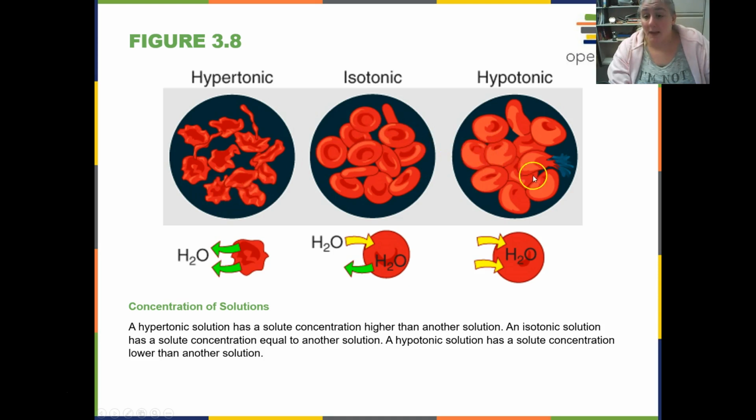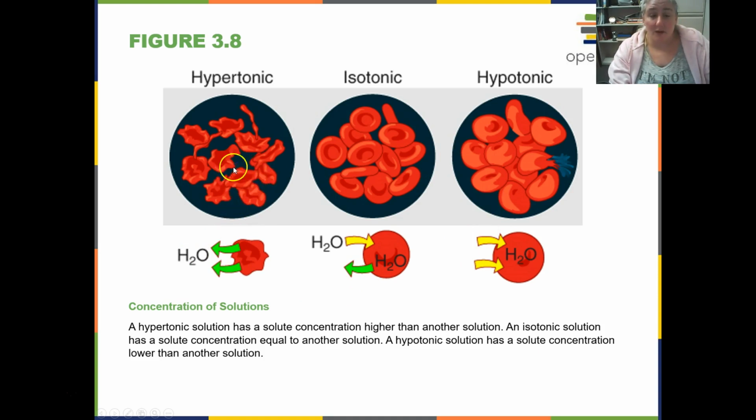If your blood is in a solution in water or in blood plasma that is hypotonic, then water is going to move into the blood cells, and that's going to cause the blood cells to gain water and become very, very round. That's hypotonic.